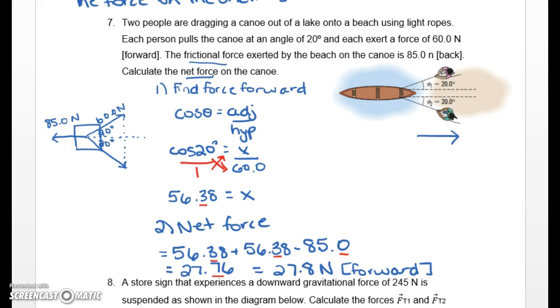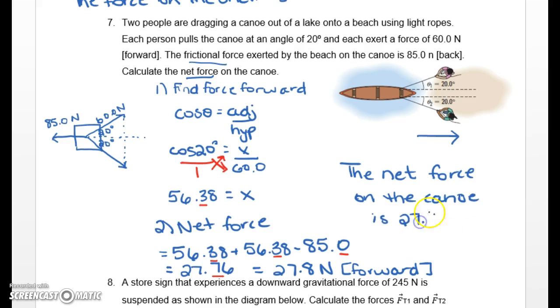And so in this type of example, we are given direction within the question itself, so you should include a direction in your answer as well. And then we're just going to finish this off with a sentence. So the net force on the canoe is 27.8 newtons forward.